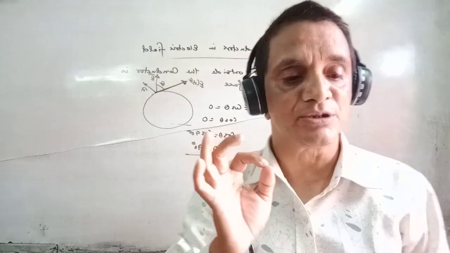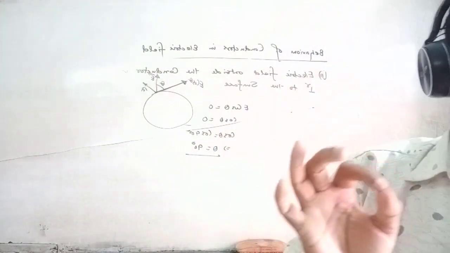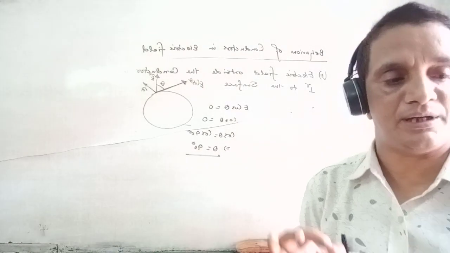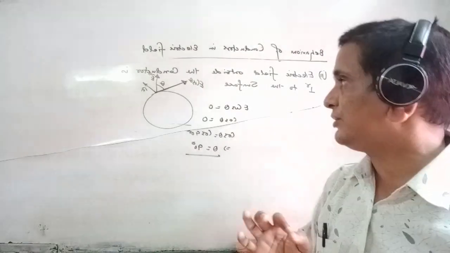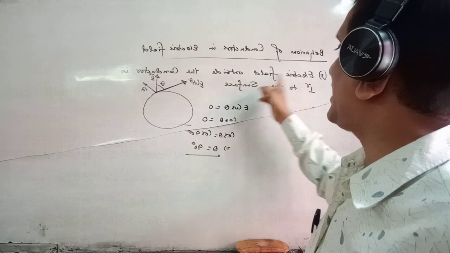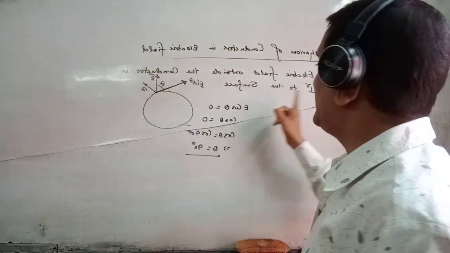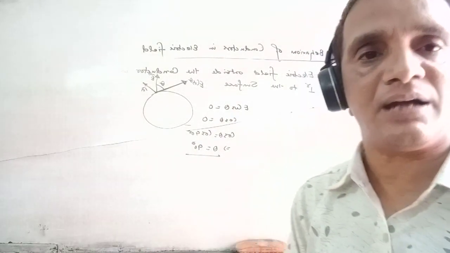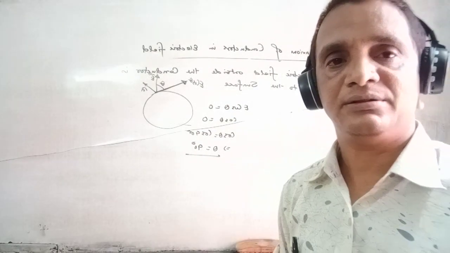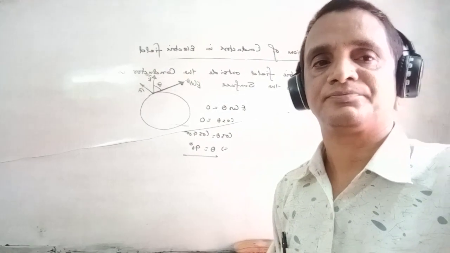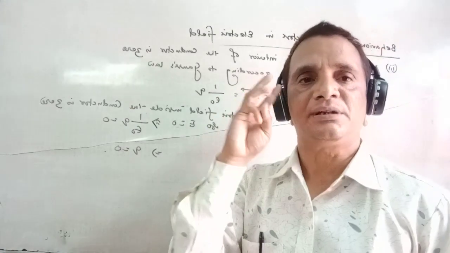The first point is what? Net electric field in the interior of a conductor is always 0. And the second point is what? Electric field outside the conductor is perpendicular to the surface. Is it clear? I think it is clear. Okay, we are coming to the third point.